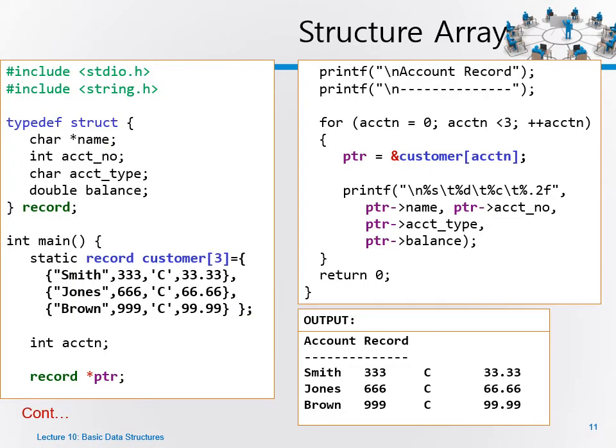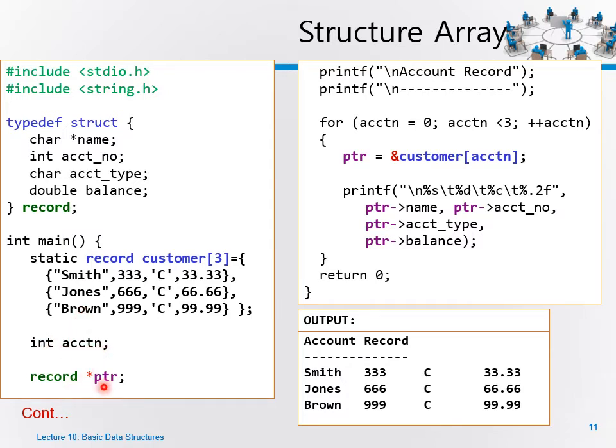Let us look at this example. We're using type definition struct to declare our structure, and record is a variable type definition. We have name, account number, account type, and balance, so you're familiar with this representation. You have static record, and you name your customer array. You have 3 lists: Smith, Jones, and Brown records.